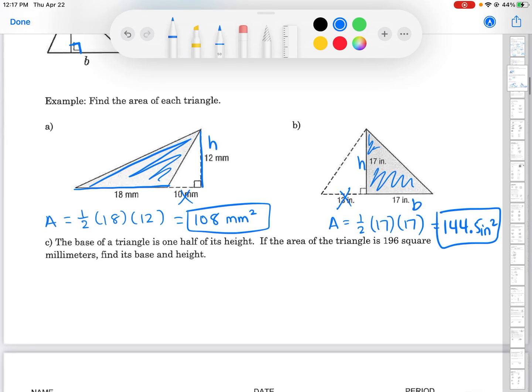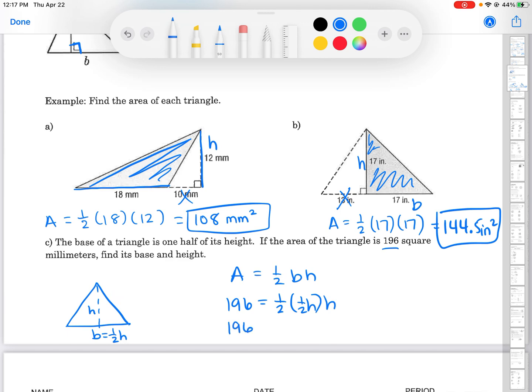All right. The base of a triangle is half of its height. So here's a triangle. Here's the base. The base equals half of the height. Here's the height. So area equals 1/2 base times height. If the area is 196, find the base and the height. Well, we just said the base is half of the height, and the height is the height. So let's multiply this together. When we multiply all that, that's 1/4 times height squared. Well, to get rid of the 1/4, I can multiply by 4 on both sides. So 196 times 4 is going to give us 784.